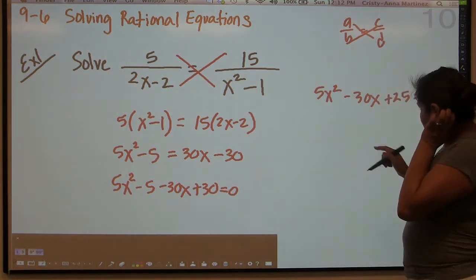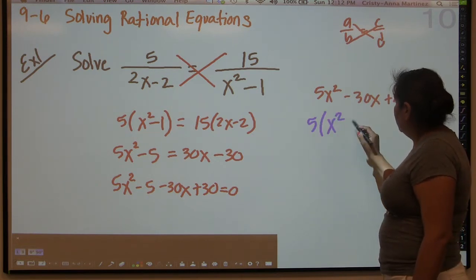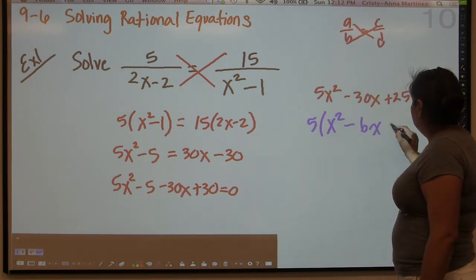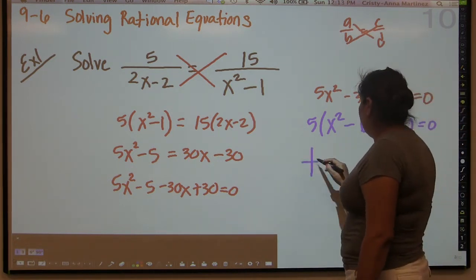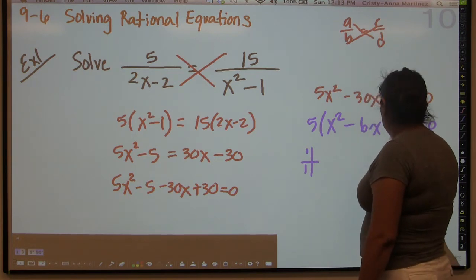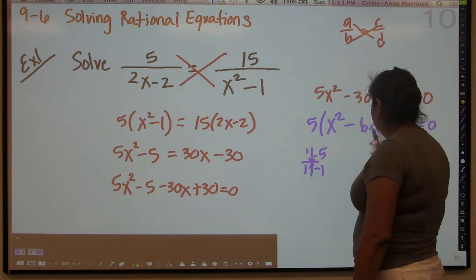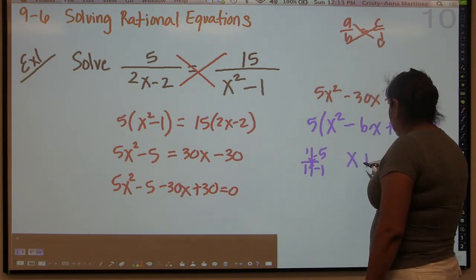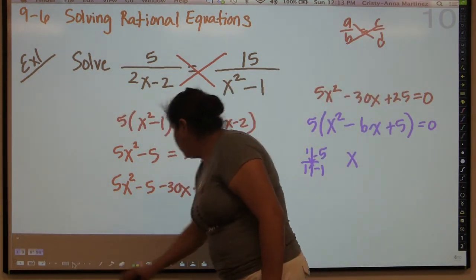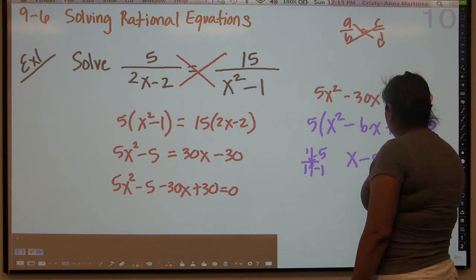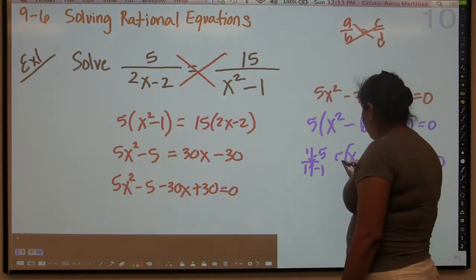And when I factor this, because they all have a 5 in common, I will get x squared minus 6x plus 5. And then factor that guy: 1 and 5, both of those negative, to get a negative 6. And so I will get x minus 5, x minus 1, and then there's a 5 out here.